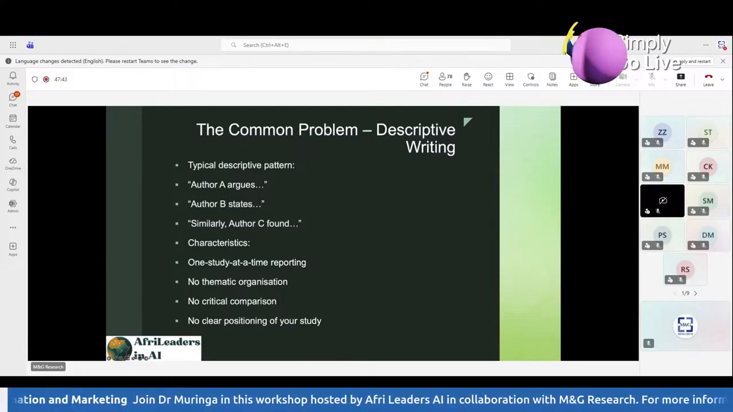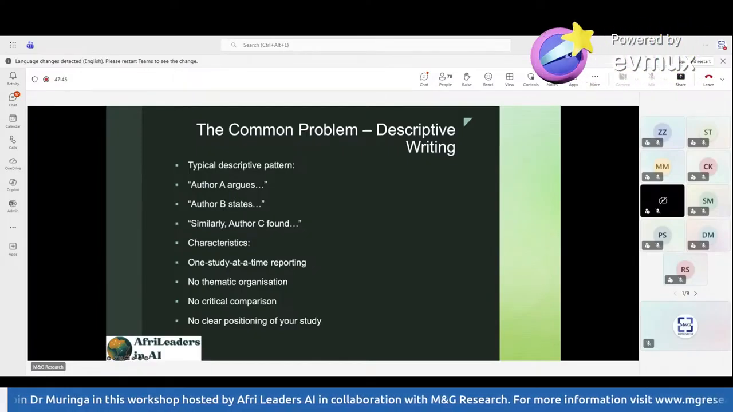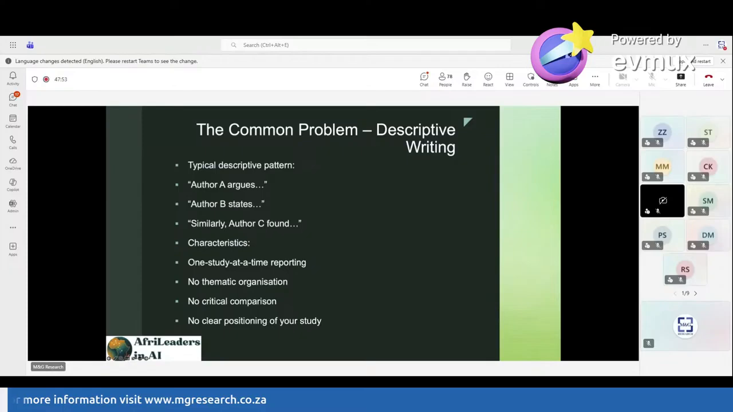So that's the common problem in writing literature reviews, right? That doesn't mean the student didn't do the work. They actually read the work. They actually did the research, because they went through all these 100 papers, or 50 papers, and they know what the papers are talking about, right?